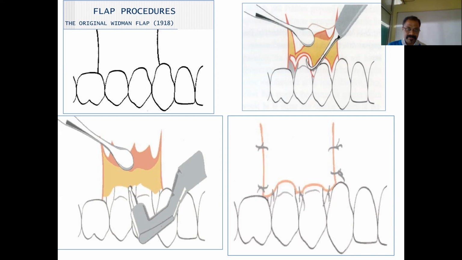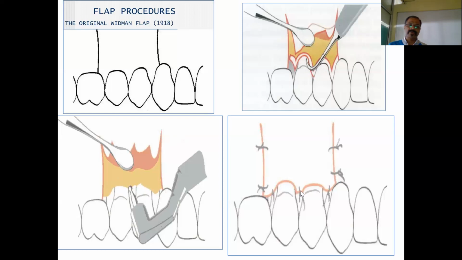So the first step is you're going to give two vertical incisions. Then you start with your first incision, that is called the internal bevel incision. You're going to reflect a full thickness mucoperiosteal flap. Then you're going to go with your crevicular incision. Now this forms a V-shaped wedge of tissue which is going to be removed by your curettes, and then you're going to go with a thorough root debridement along with the osseous reduction using burs.